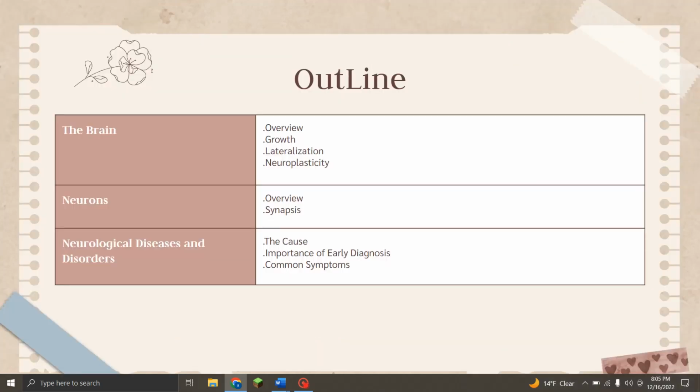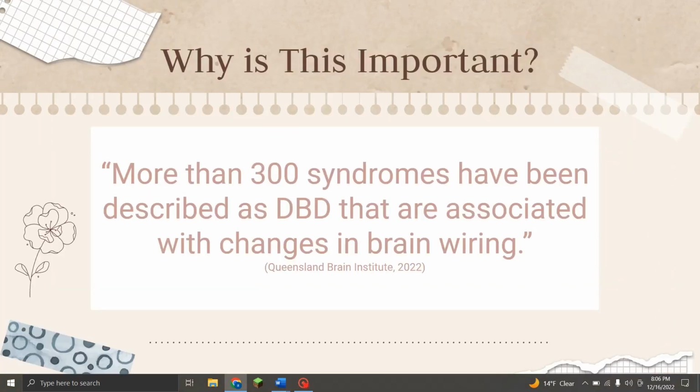So here is my general outline. First, I'm going to be going over the brain. So I'll be going over an overview of it, its growth throughout your life, the lateralization of it, and its neuroplasticity. Next, I'm going to be going over neurons. So we'll be going over an overview of them, and then its synapses. Finally, we're going to look at neurological diseases and disorders, their cause, the importance of early diagnosis, and their common symptoms.